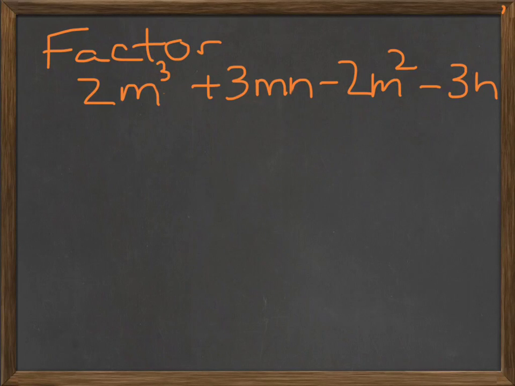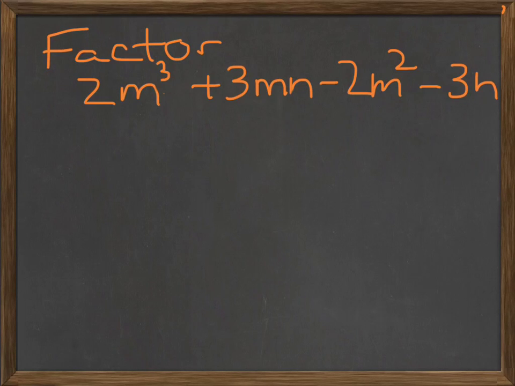A student asked me how to factor 2m cubed plus 3mn minus 2m squared minus 3n, and the question came at the perfect time because I wanted to practice using captions on videos this weekend, so I'll use this as my first example of that.